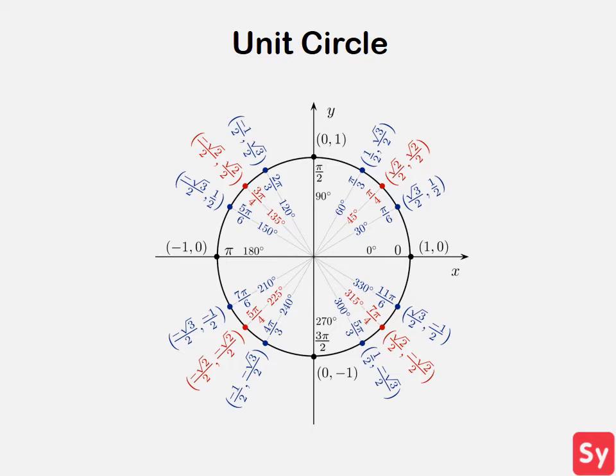First, it is important to memorize the unit circle. The unit circle is a circle of radius 1, and it tells you the cosine and sine of the labeled angles. I highly suggest that you memorize this before continuing.